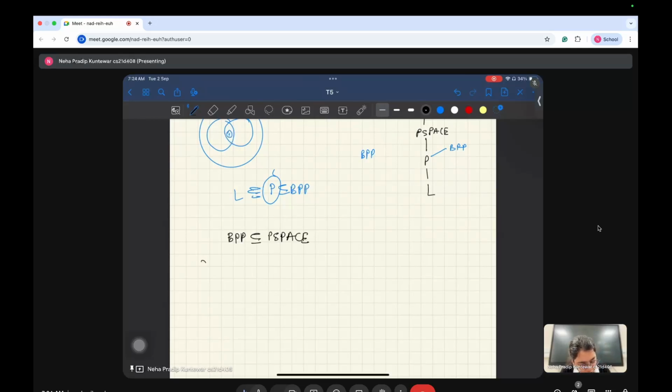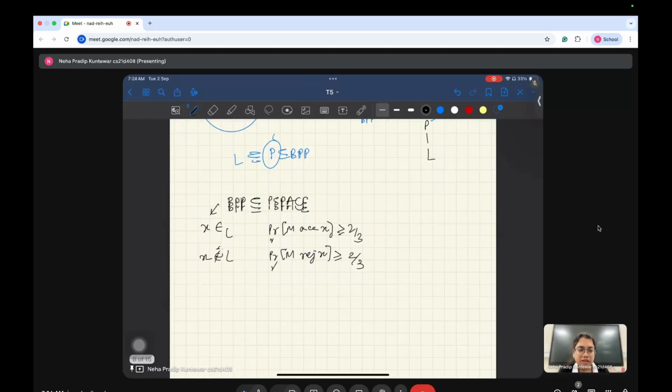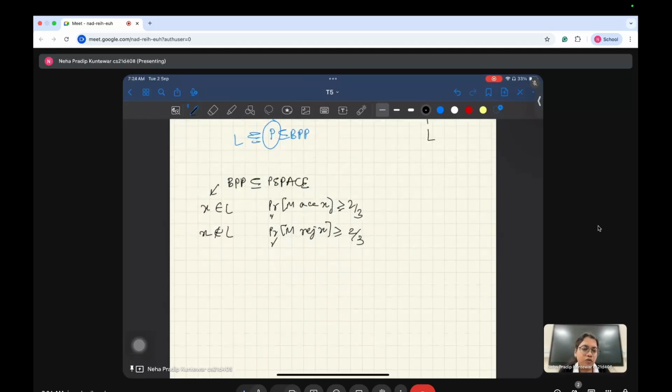We know that if X is in the language, by definition of BPP, the probability that M accepts is at least 2/3, and if X is not in the language, then the probability that M rejects is at least 2/3. So what one can do is use the equivalent definition of BPP, definition 2 that we saw, where you think of M as a deterministic polytime machine.